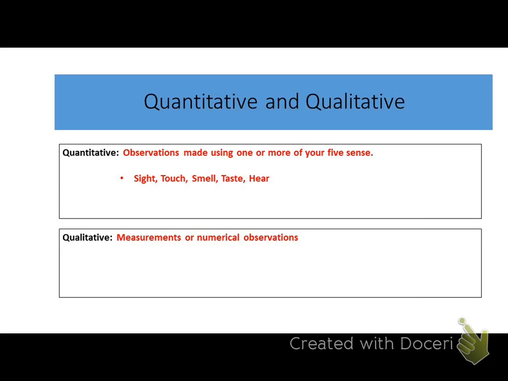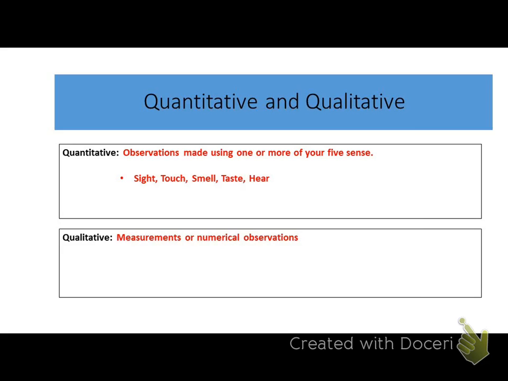Sight, touch, smell, taste, and hear. All of these we are going to use, well, maybe not so much taste. Tasting in chemistry is not always a good thing. But we are going to use these other 4 senses, at least, in order to make observations during our labs or experiments that we do in this class. And you're going to record those observations in your lab notebook.